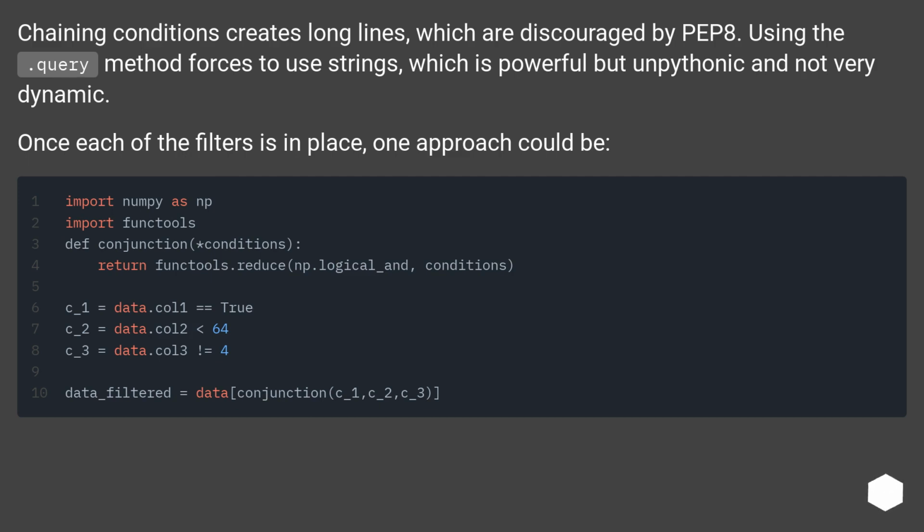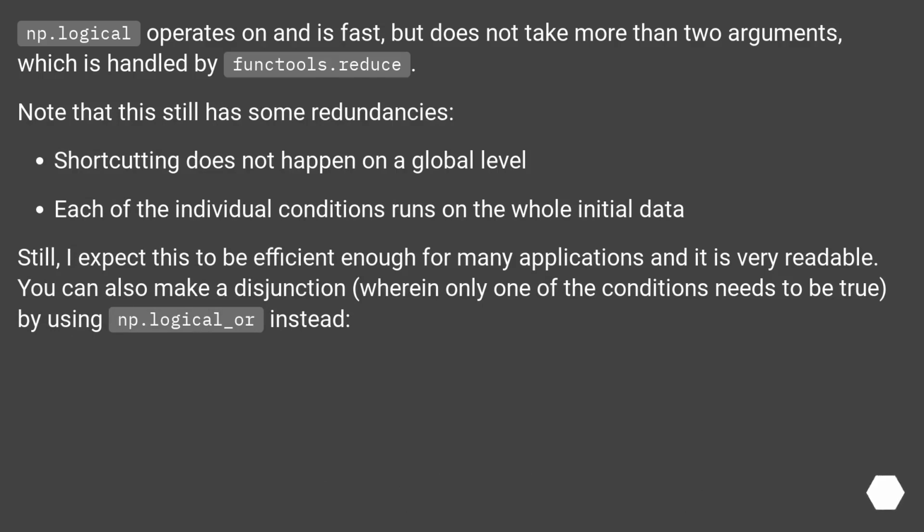Once each of the filters is in place, one approach could be np.logical_and, which operates on arrays and is fast, but does not take more than 2 arguments, which is handled by functools.reduce. Note that this still has some redundancies. Shortcutting does not happen on a global level. Each of the individual conditions runs on the whole initial data. Still, I expect this to be efficient enough for many applications and it is very readable.